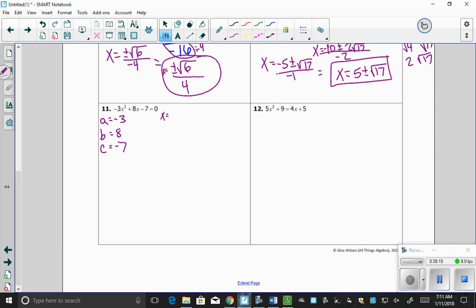x equals the opposite of B plus or minus the square root of B squared minus 4 times A. I'll rewrite that 3 and then messed it up. So that's a negative 3 times C, all over 2A.